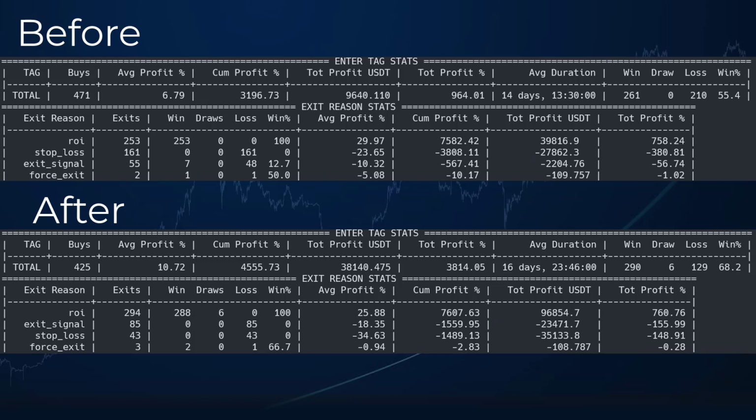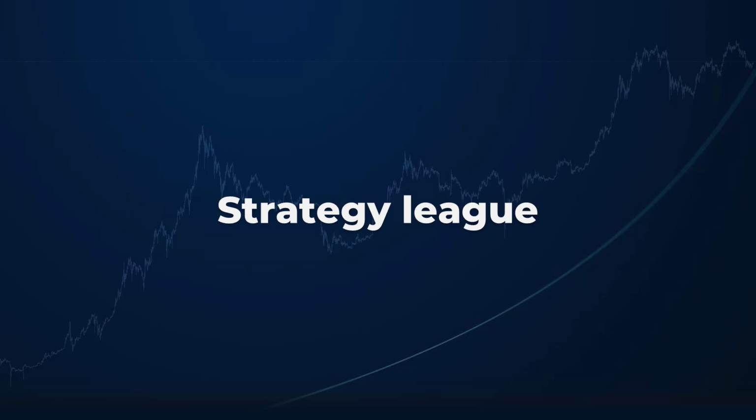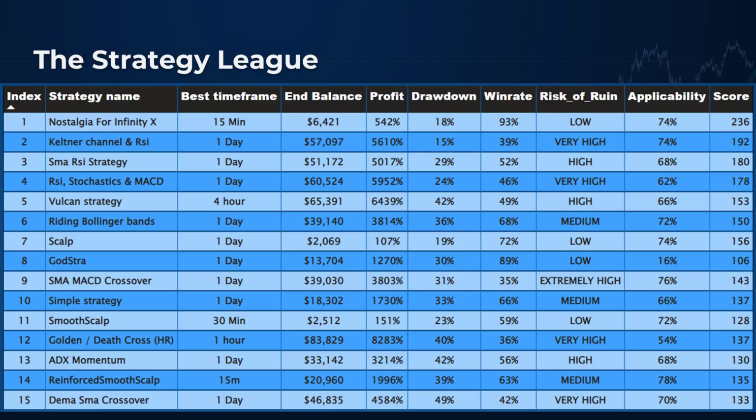So all in all, I am very curious where this strategy enters into the overall strategy league. Let's find out. As you can see, Riding the Bands enters the total league on the 6th spot. And this is a very pleasant surprise after having a range of strategies that are, well, say mediocre to even bad.